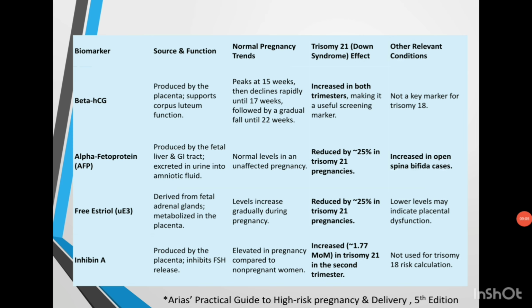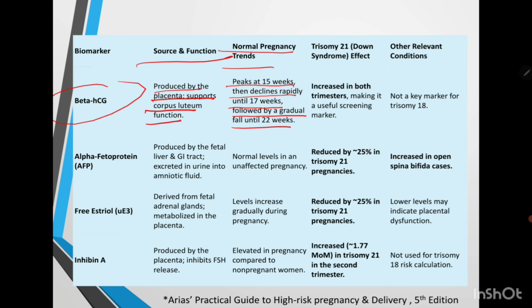So basically, the biomarker and its source, normal pregnancy trends, trisomy 21, and other relevant conditions. We'll see the beta-hCG values. Usually the production source of beta-hCG, as I told, is the placenta. It will support corpus luteum functions. Normal pregnancy trend: what will happen to the beta-hCG trend in pregnancy? It will peak at 15 weeks, then decline rapidly until 17 weeks, followed by a gradual fall until 22 weeks.